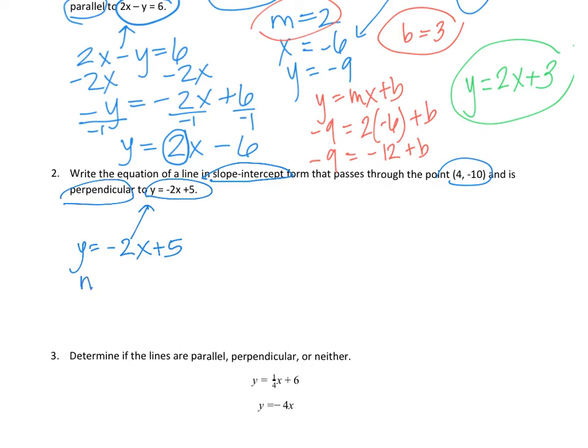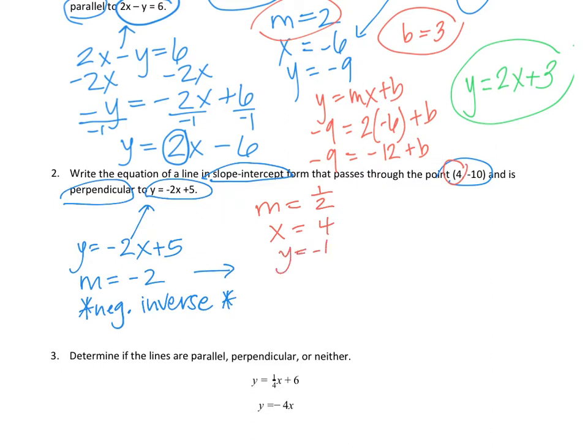is perpendicular, our original slope is -2, and if it's perpendicular, we want the negative inverse. Since this is originally negative, it's going to become positive, and the inverse of 2 is 1/2. I'm going to write this in red. So our new slope is positive 1/2. Then they give us x, which is 4. They give us y, which is -10.